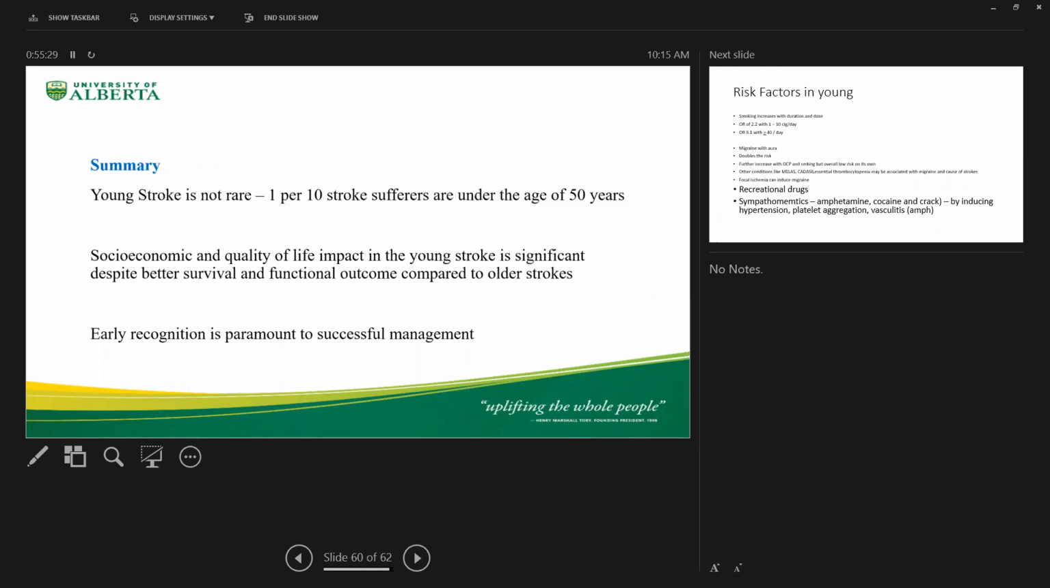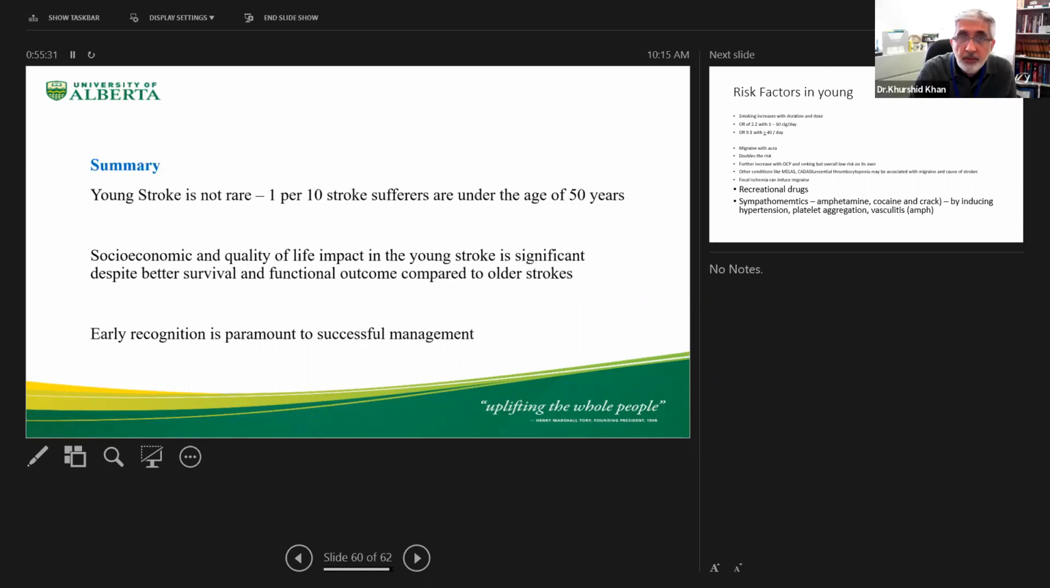Okay. Yeah, so we have been seeing a trend of younger strokes more and more. We are seeing young strokes here in the Western countries.